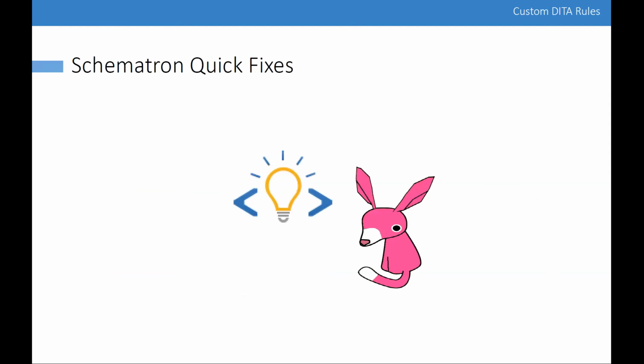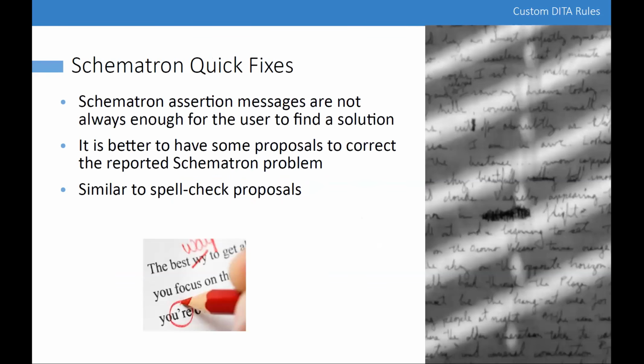Then let's discuss about Schematron QuickFixes. So Schematron quick fixes are intended to help the user to solve the problems reported. And it's similar to spell check. So if you have spell checking problems, the spell checker will help you to correct those problems very easily just by choosing the correct answer. And you can choose from the answers that the spell check provides.